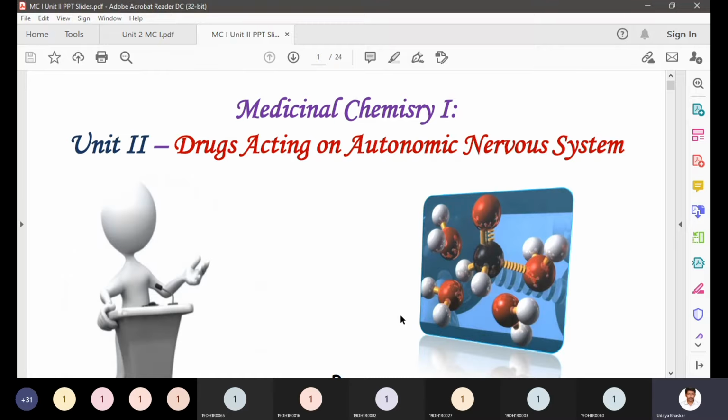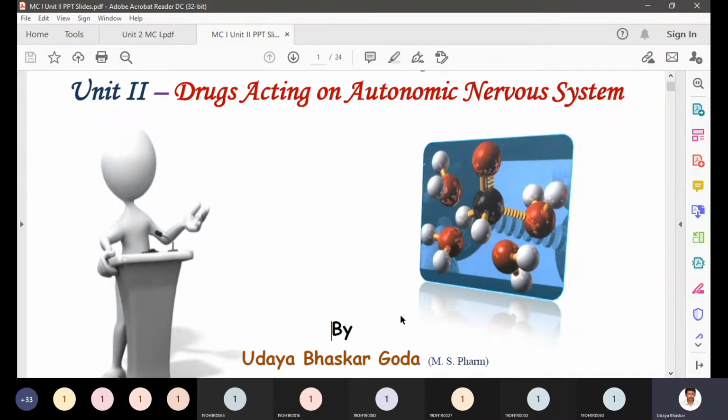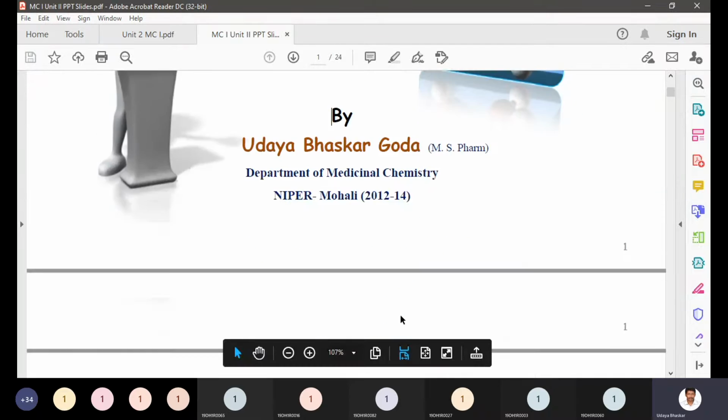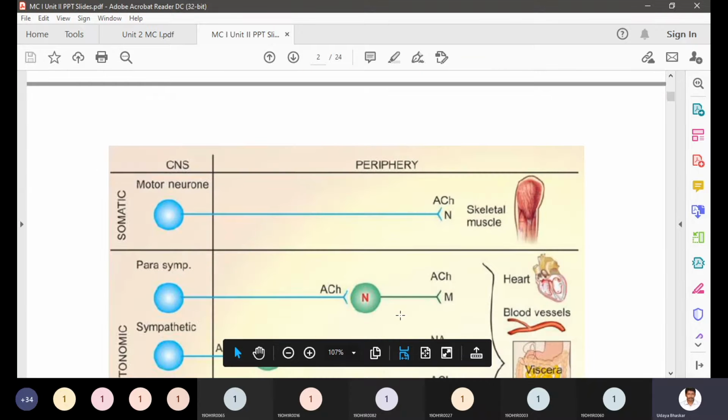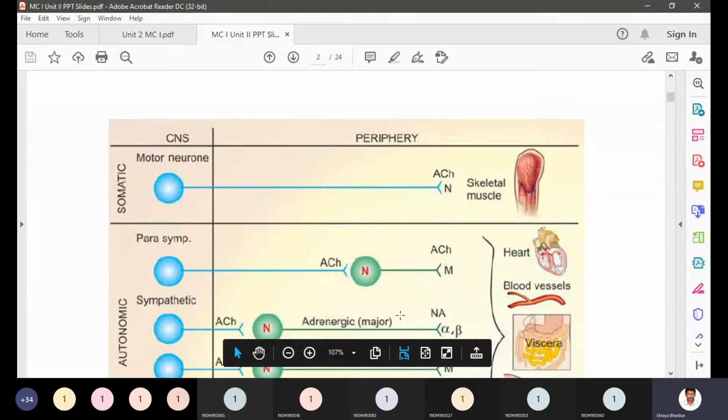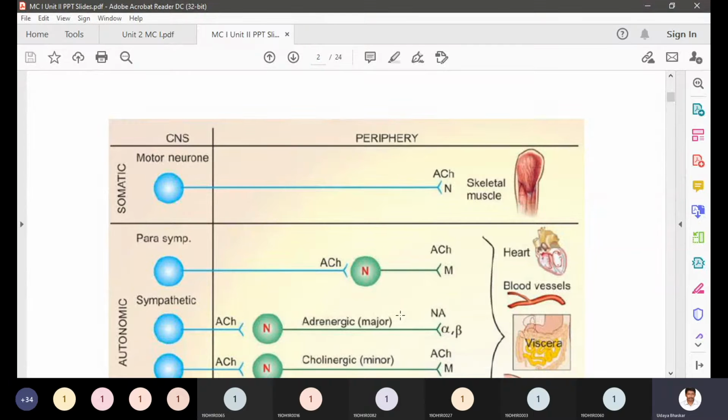So let us revise unit 2, that is drugs acting on autonomic nervous system. Quite lengthy, because we had to discuss the basic anatomy of ANS, the autonomic nervous system, which consists of the sympathetic nervous system and the parasympathetic nervous system. The sympathetic nervous system can also be called the adrenergic nervous system, and the parasympathetic nervous system can also be called the cholinergic nervous system.